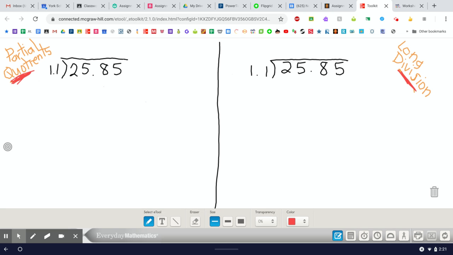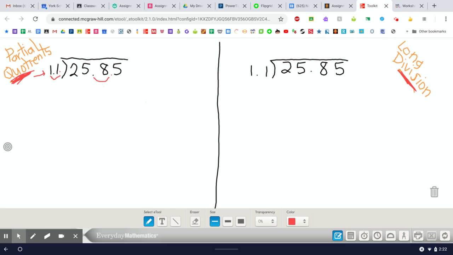Okay. So the problem says 25 and 85 hundredths divided by 1 1/10. If we go back to what Rob was talking about, he said the first thing you want to do is make your divisor, the number that you're dividing by, 1 1/10, a whole number. The way we do that is by sliding the decimal one place to the right, like that. But since we moved our divisor one place to the right, we also have to move the dividend's decimal one place to the right. He explained why, and he explained it in terms of fractions.